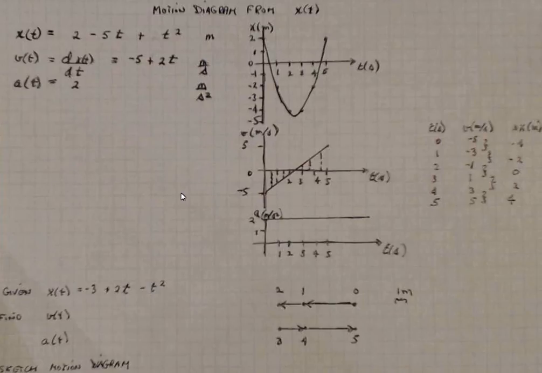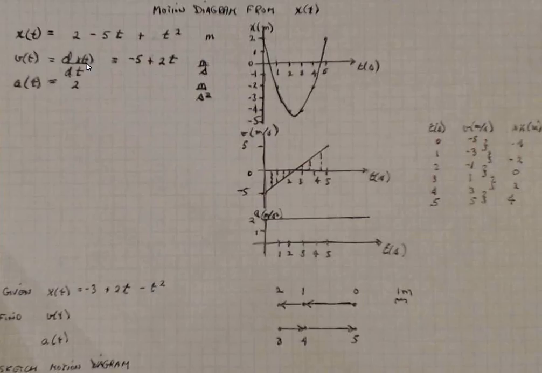So in this video I'll discuss how one can get a motion diagram from x of t. So if you have an algebraic expression, x of t equals, for example, 2 minus 5t plus t squared, we can find the instantaneous velocity by taking the time derivative of x of t.